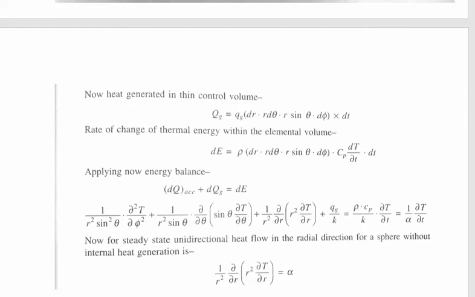Now the steady state unidirectional heat flow in the radial direction for a sphere without internal heat generation is 1 by r square ∂/∂r of r square ∂T/∂r with respect to r, equal to the alpha.